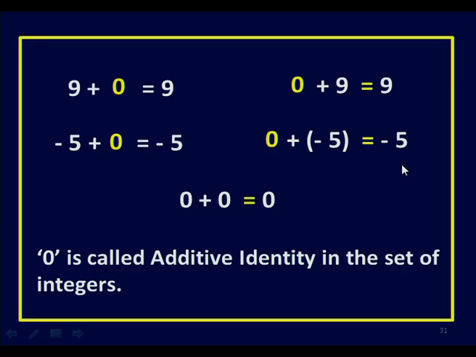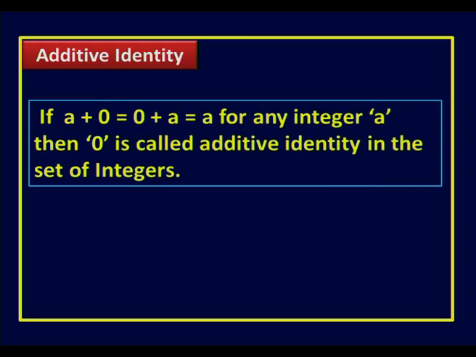Now, let us define what actually an additive identity is. Okay, children. So, additive identity means, if a plus 0 equal to 0 plus a equal to a for any integer a, then 0 is called additive identity in the set of integers. Let us move on to our next property, children.